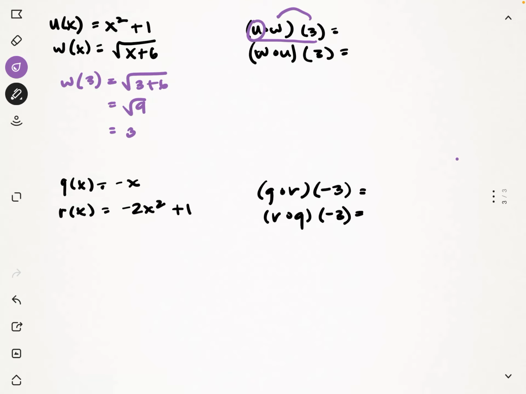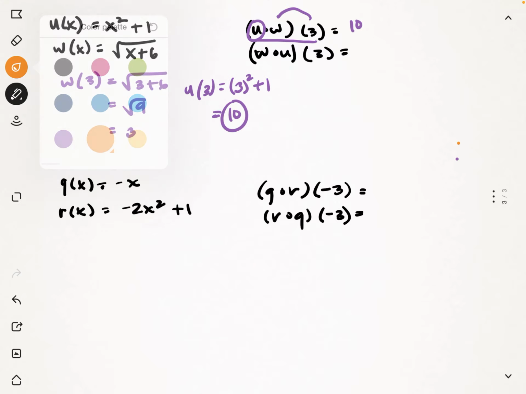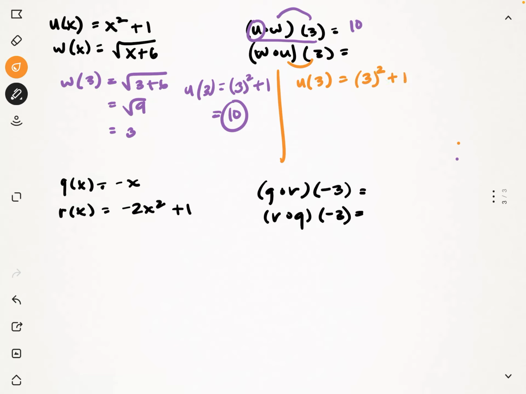So then we're going to do u of 3, which is going to be 3 squared plus 1, which is 9 plus 1, which is 10. So we're going to put in our 10 there. Let's switch colors again. And then we're going to do the second one. So this time we're going to do u of 3 first. So u of 3 is equal to 3 squared plus 1. 3 squared is 9, plus 1 is 10, right?